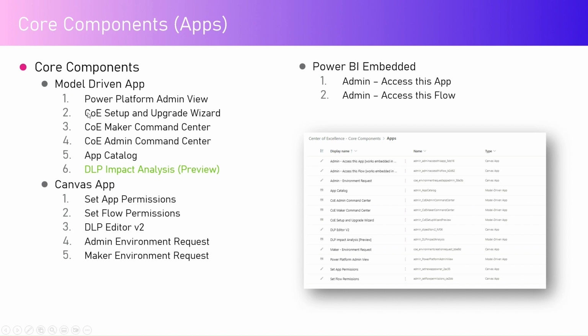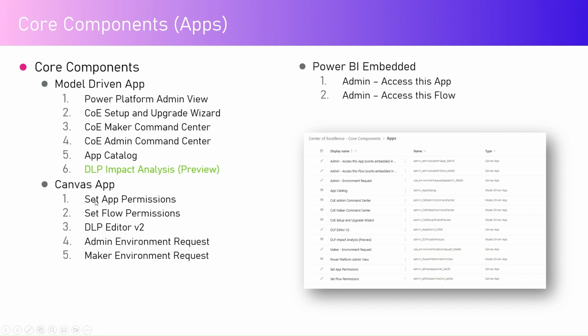Now, as I told you, the number two app, CoE Setup and Upgrade Wizard, will be your starting point to configure all your Center of Excellence Starter Kit components. Power Platform Admin View will give you a basic, high-level analysis and inventory count for all the components within your environment. DLP Impact Analysis is in preview, and it will show you more about data loss prevention policies, how to configure the policies, and which actions get impacted because of setting up those DLP policies within your environment.